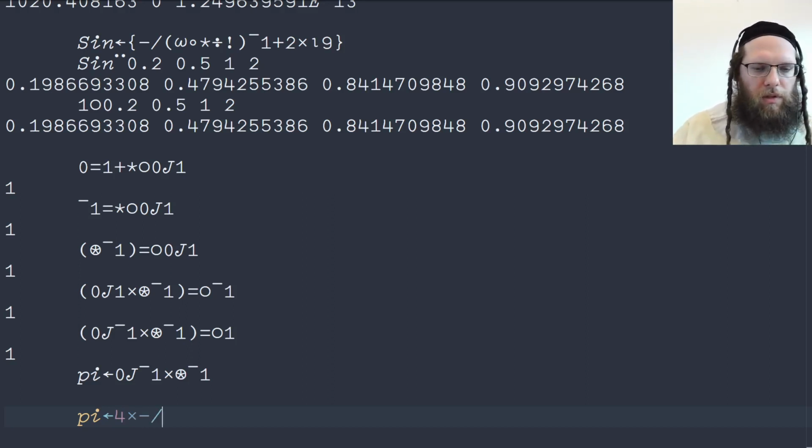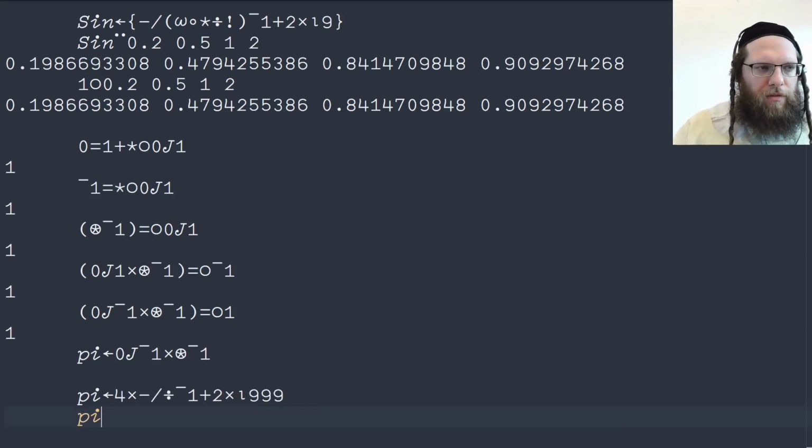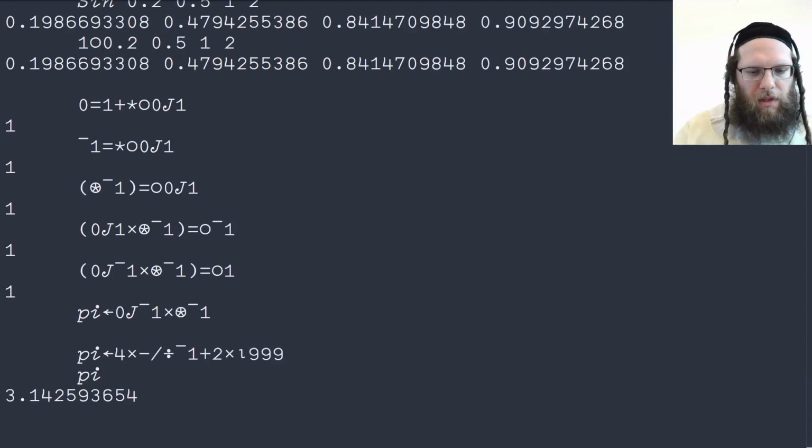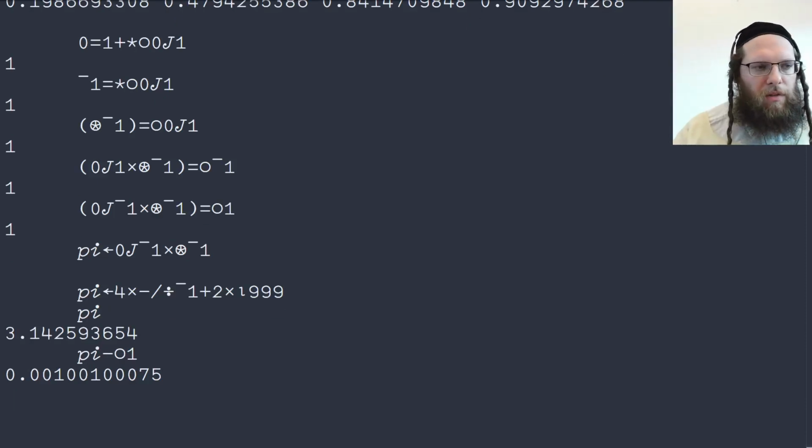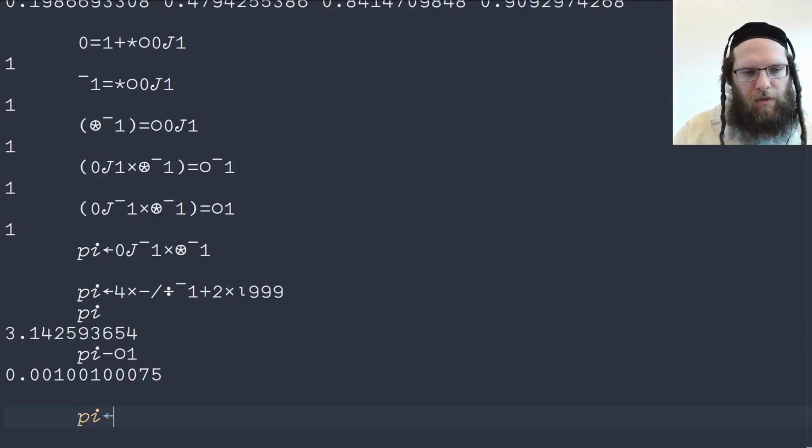It's the alternating sum simply of the reciprocals of odd numbers beginning with 1. And even if we take, say, 1,000 of those, it doesn't give a very good result. I mean, it looks kind of okay, but if we compare it with the actual value of pi, we can see that it's quite a bit off. There's a little bit more complicated formula, which is much better, converges much faster.